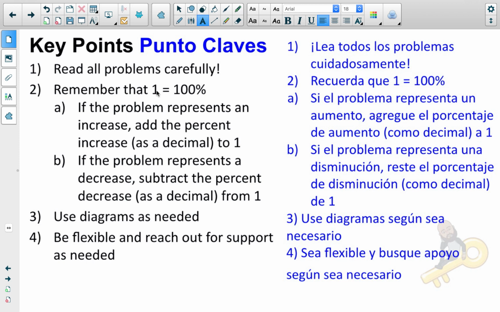Now, remember that the number one is the same as 100%. So if you have some kind of increase happening like we did with a markup, you add to the 100%. If you have a decrease, you need to subtract from the 100%. Use diagrams as needed and be flexible and reach out for support as needed.